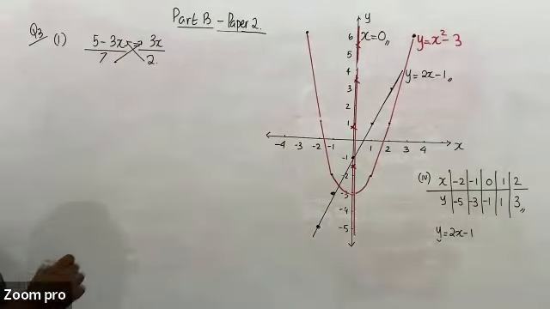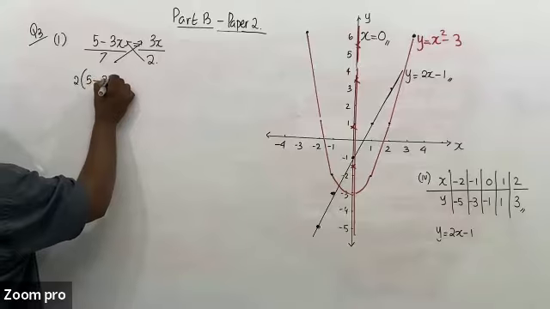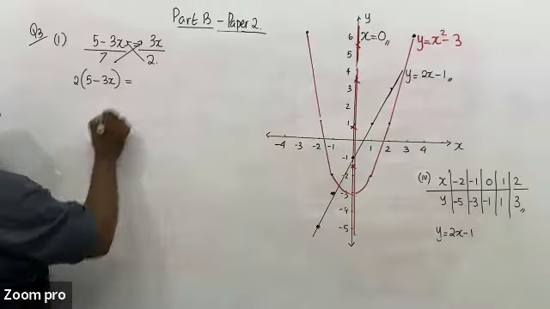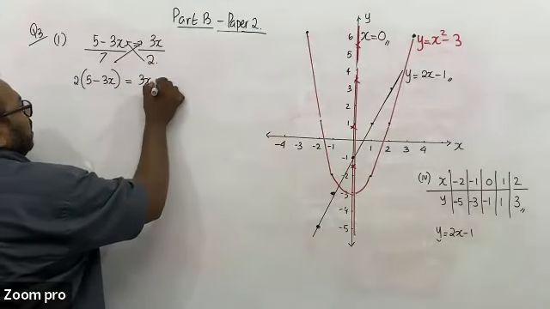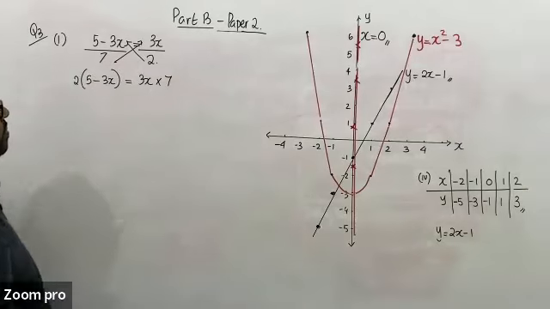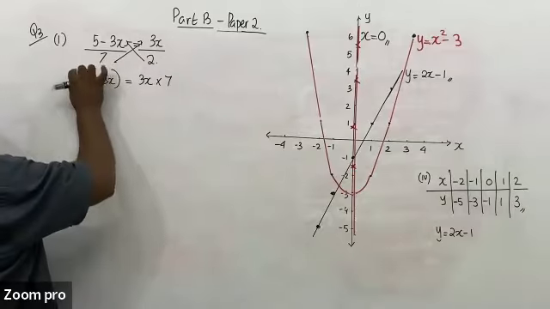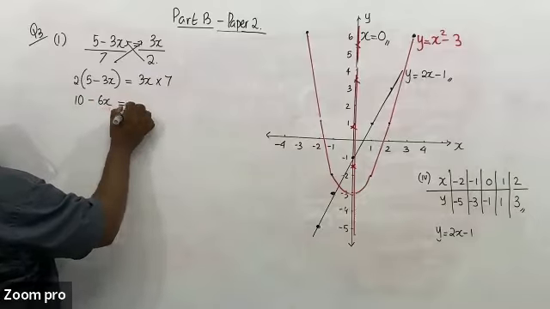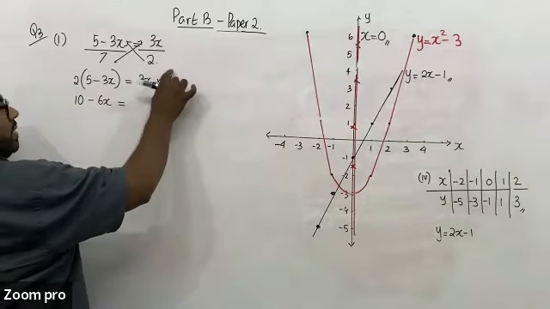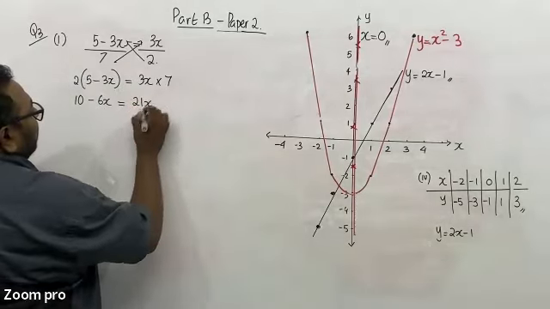When you cross multiply, what happens? 2 into 5 minus 3x is equal to 3x into 7. Now simplify. 5 into 2 is 10. 2 into minus 3x is minus 6x. 3x into 7 is 21x.